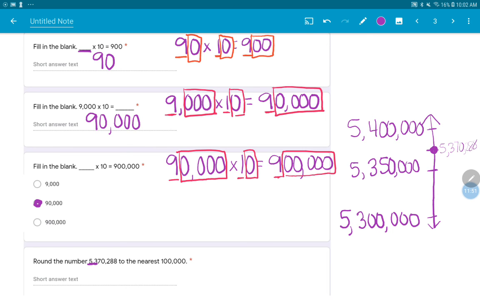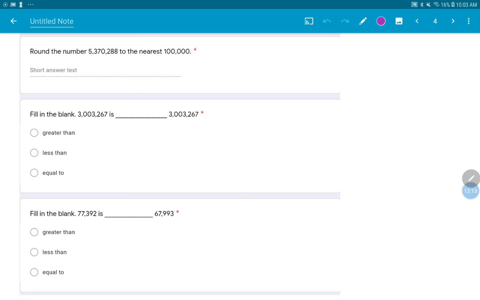So is that closer to 5,400,000 or 5,300,000? 5,400,000. So rounded to the nearest 100,000, the correct answer is 5,400,000. All right, that one showed up twice. So let's go on to the next one where we're filling in the blank.